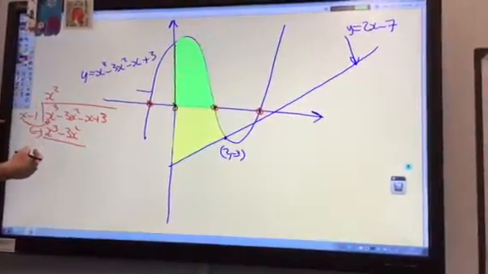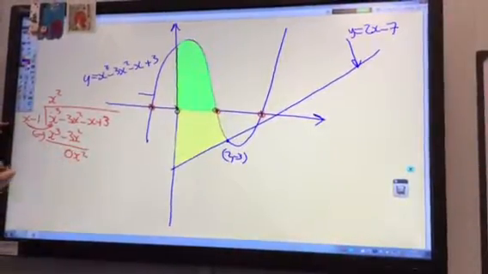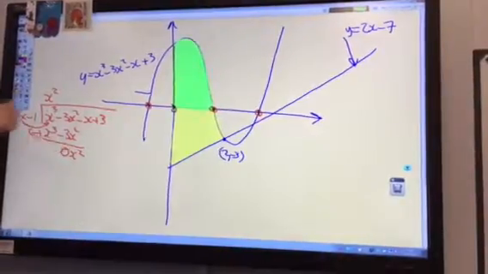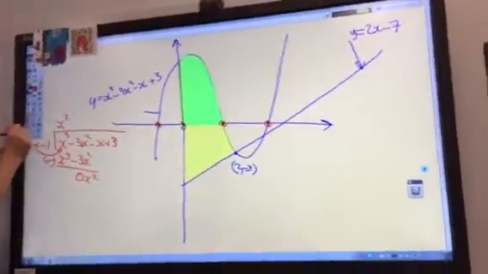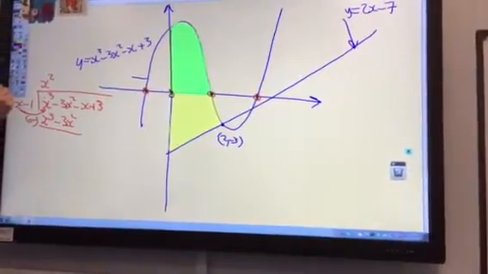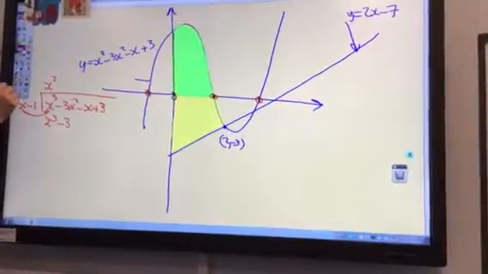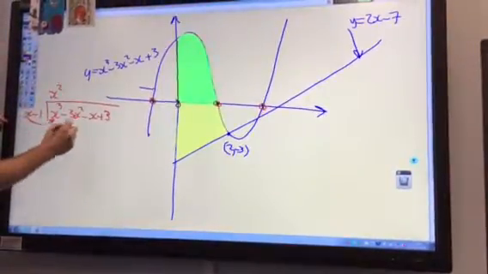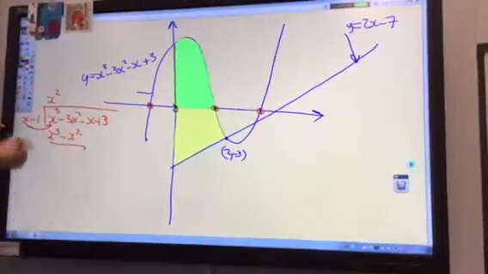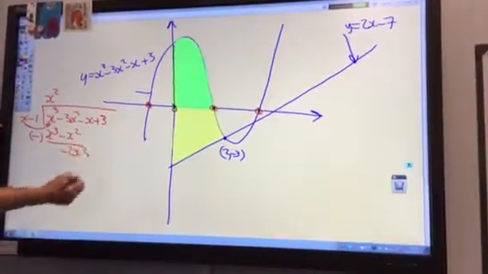X cubed take x cubed is nothing. Minus 3 minus minus 1 is minus 2x squared. Let me pause there. X squared times x is x cubed, x squared times minus 1 is minus x squared, and we continue. X cubed take x cubed is nothing. Minus 3, take away minus 1 is adding. Minus 3, add 1 is minus 2x squared.